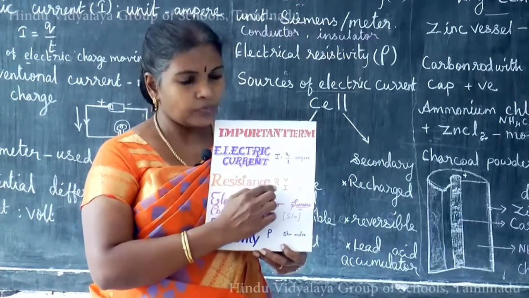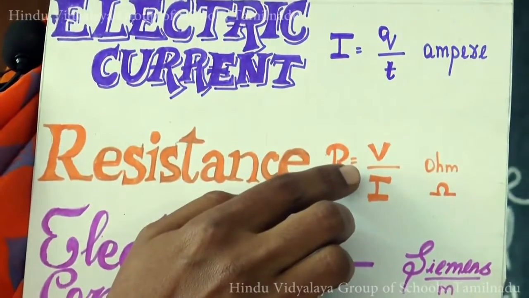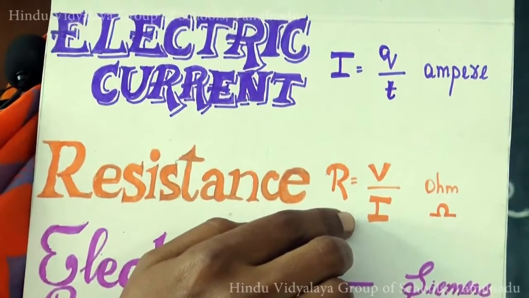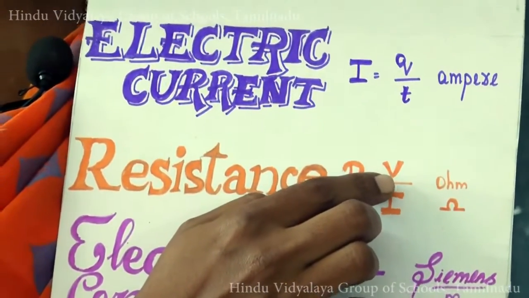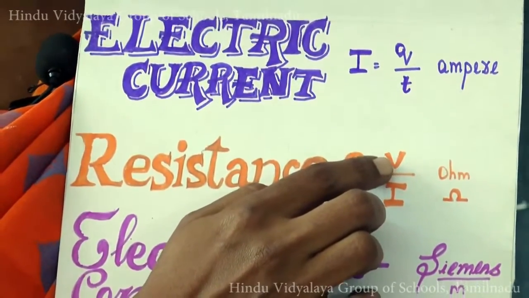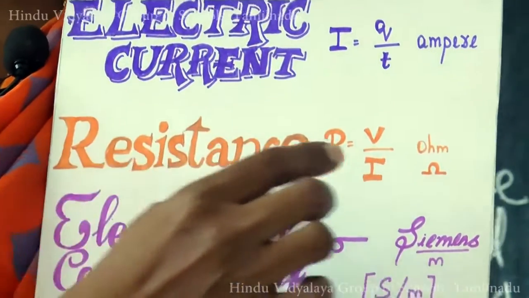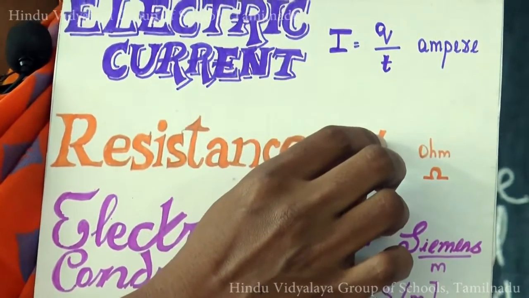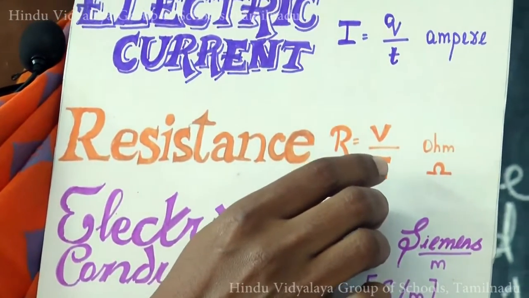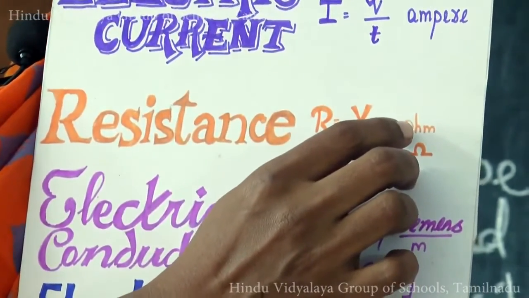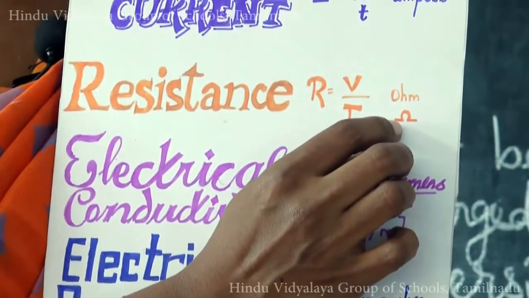Resistance, its symbol is capital R, and the formula for resistance is V by I. Can you define resistance? Resistance is defined as the ratio of potential difference across it to the current flowing through it. Understand? And what is the unit for resistance? Its unit is ohm, and it is symbolically represented like this. This is the symbol for ohm.